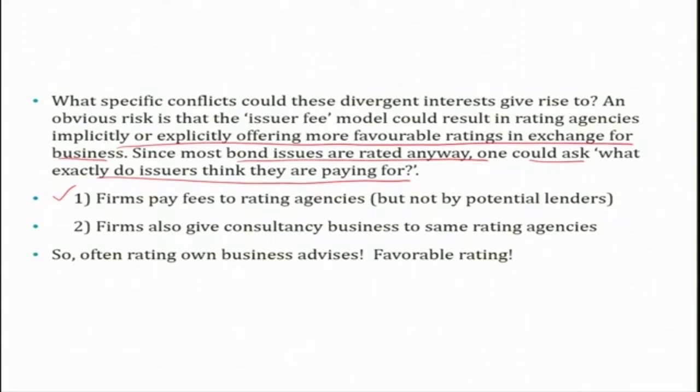Suppose for getting rated, for a firm's debt instruments or securities, you can see that firms pay fees to rating agencies, but not any potential lenders. Suppose you are buying a bond or buying an IPO, we are not paying for the rating that we see in the public domain. We are not paying for that. It's actually the firms, the issuers of the security, who pay fees to the rating agencies. And this is one source of conflict.